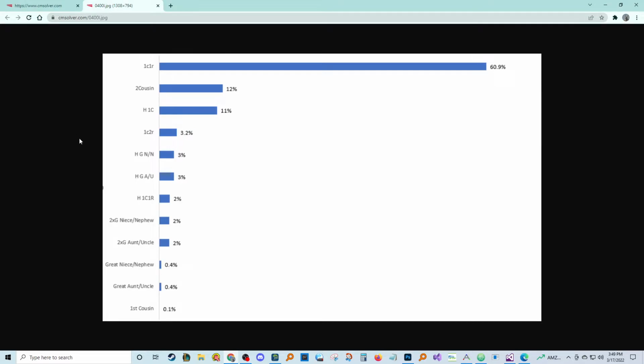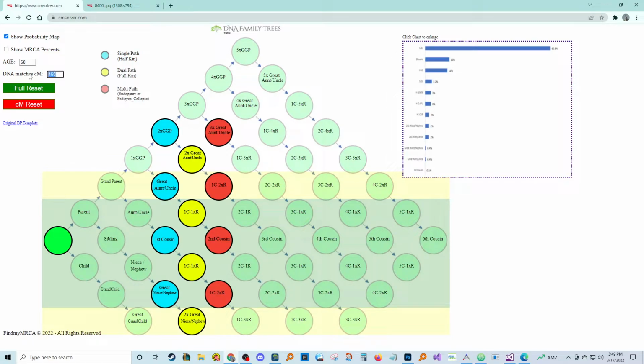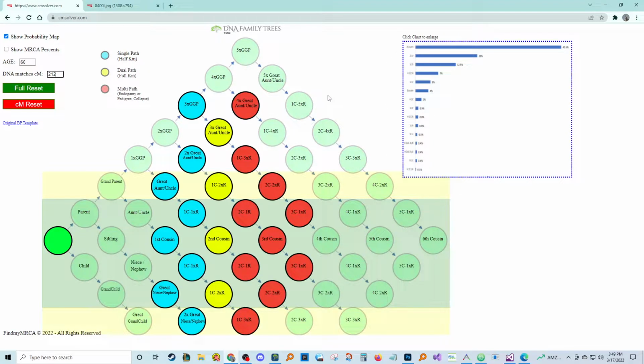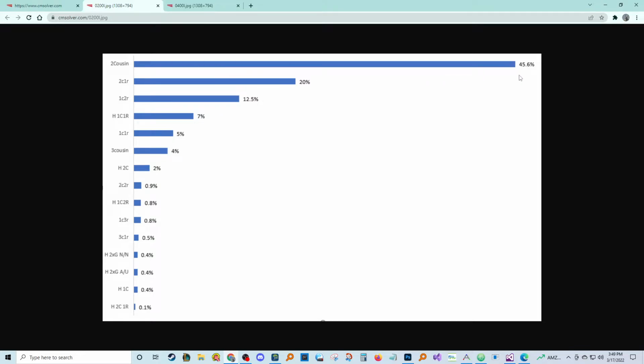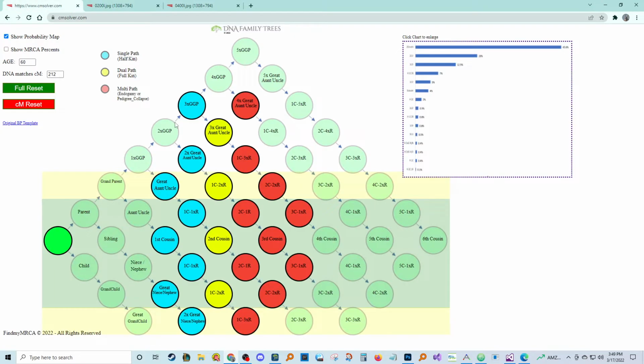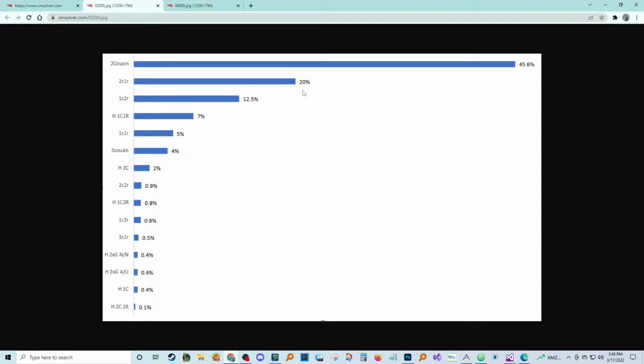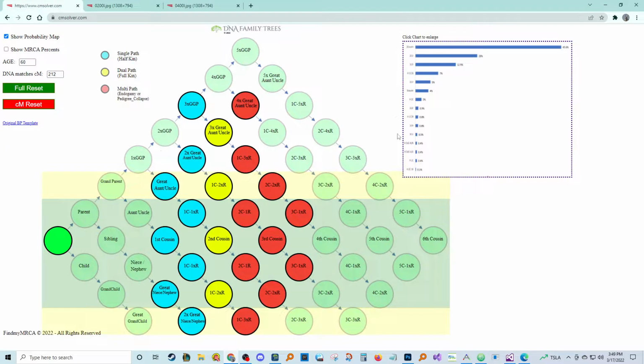Okay? So this is where you want to start. When you enter a centimorgan, so if I enter 212, okay, this is the chart for 212, second cousin, 45.6%. All right? The next one is 20 at second cousin once removed. Those two add together to 65.6. Again, for a 212 centimorgan, this second cousin and this second cousin once removed, that's twice as likely as all of the other dots combined.